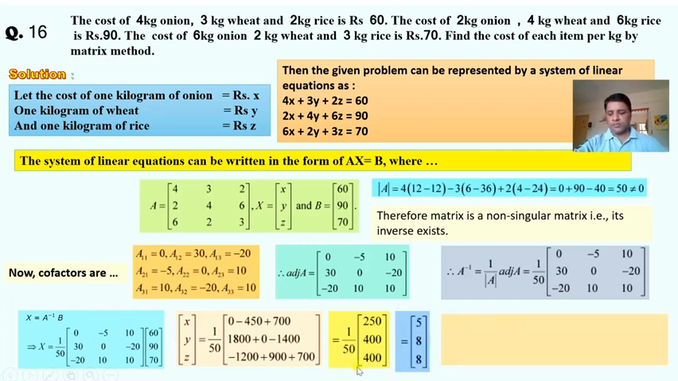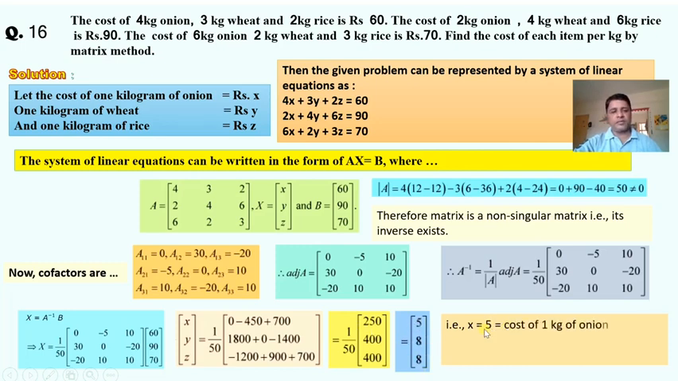Now the time has come where we need to multiply this 50 inside. So we are going to divide it fully. So 250 divided by 50, 400 divided by 50, and 400 divided by 50. So ultimately we got the solution, that is this x, y, z.